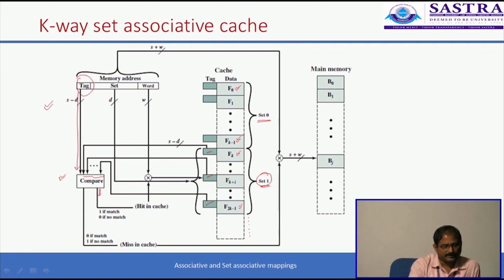Now, we have two results. Either the address is available in cache memory or the address is fetched from main memory. First, let us discuss this branch. This is considered as hit. If any one of the tag lines is matched, then it gives a 1 if match, 0 if no match. If there is a hit, then this field is used to fetch the particular appropriate word.